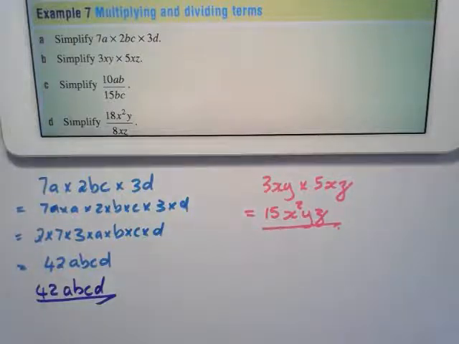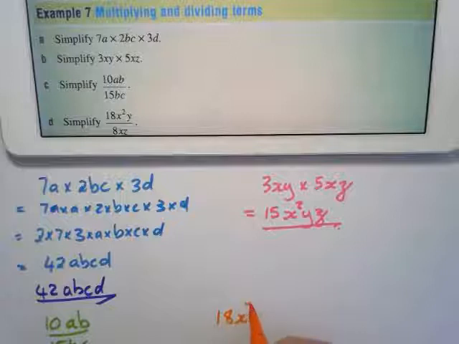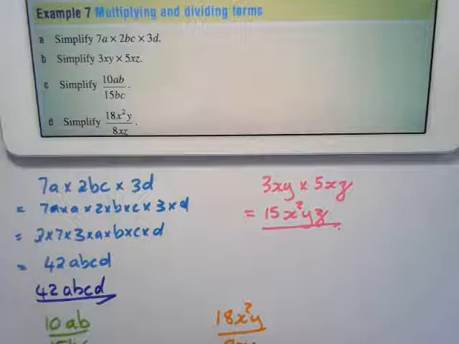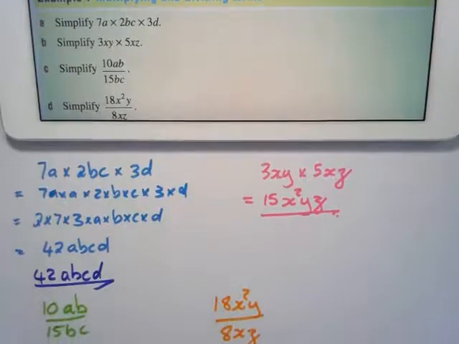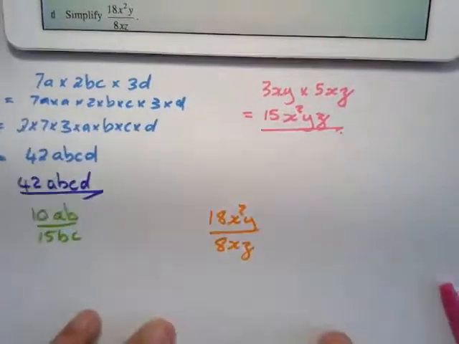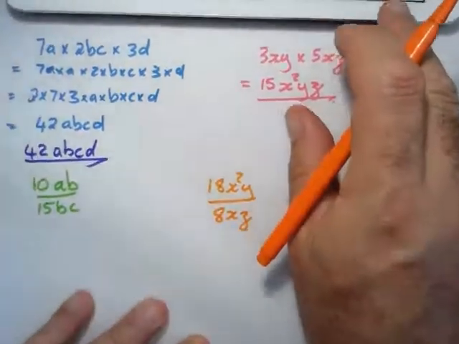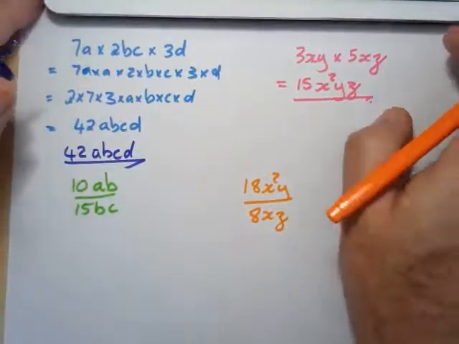I'm going to copy the following to c and d, and then I'm going to move the iPad so I have space to write. So it's going to be 10ab divided by 15bc. And I'm also going to have 18x squared y divided by 8xz. Okay. So I'm going to move this up so we can get rid of that, and we have place to write.